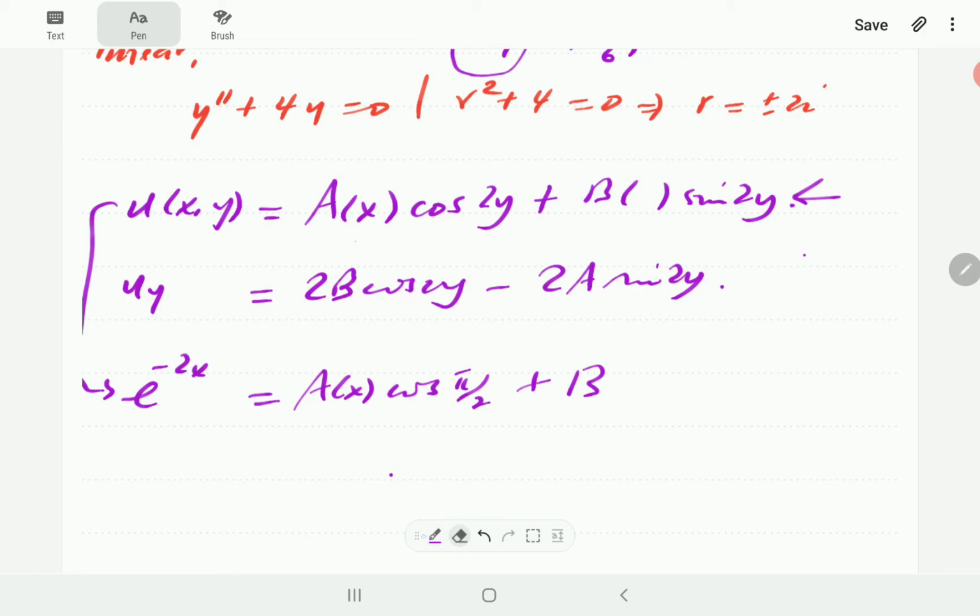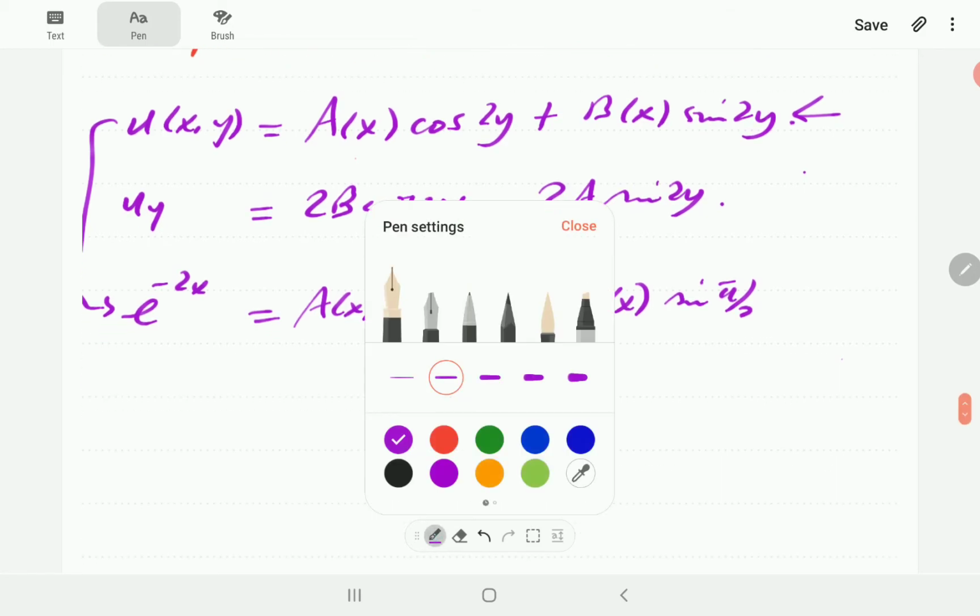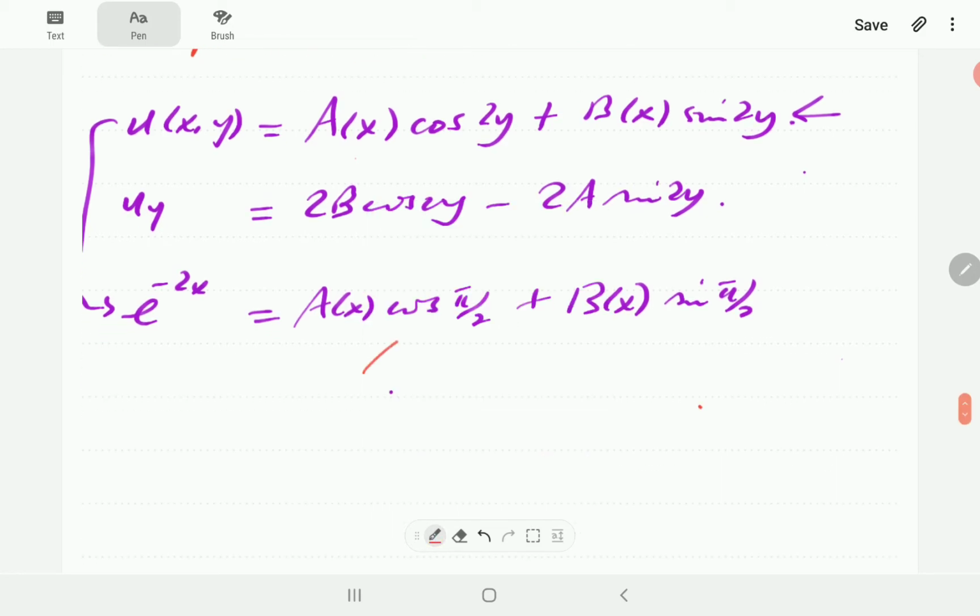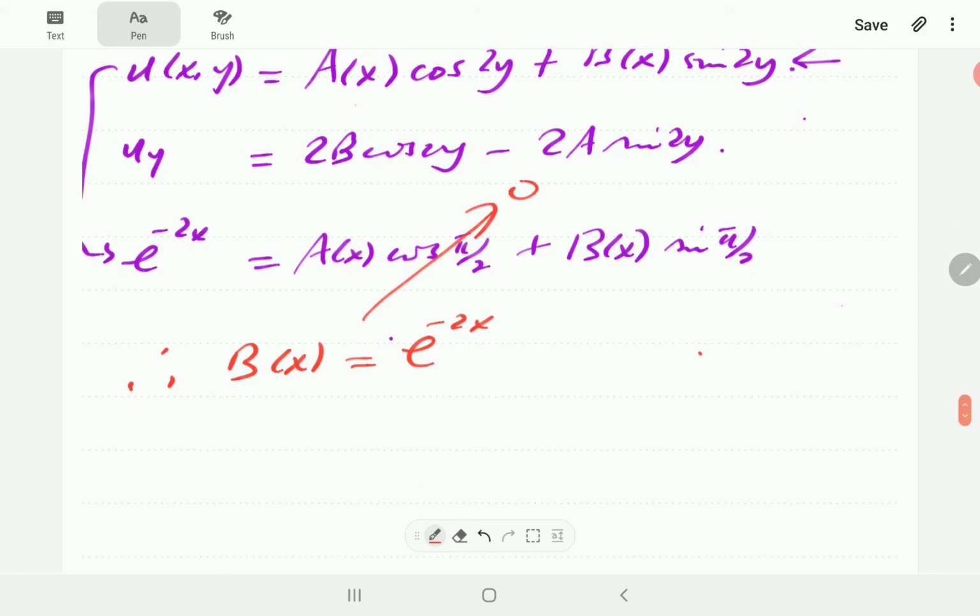Sorry, that's b of x there. b of x sine pi on 2. Cosine pi on 2 is 0, so that means this vanishes. Sine pi on 2 is 1. So this is telling us that b of x is e to the minus 2x.